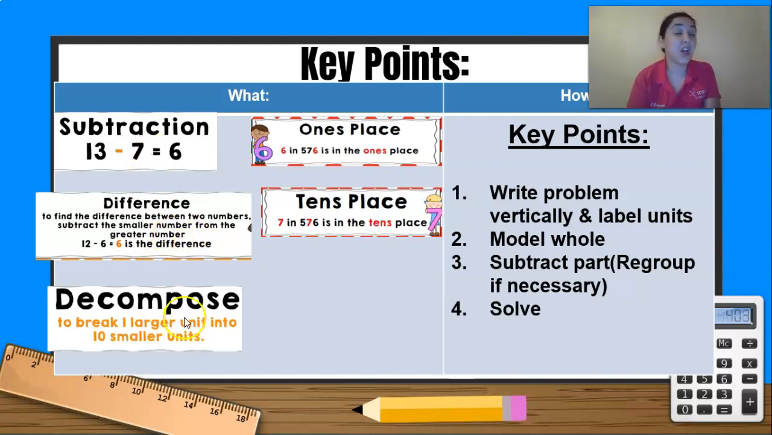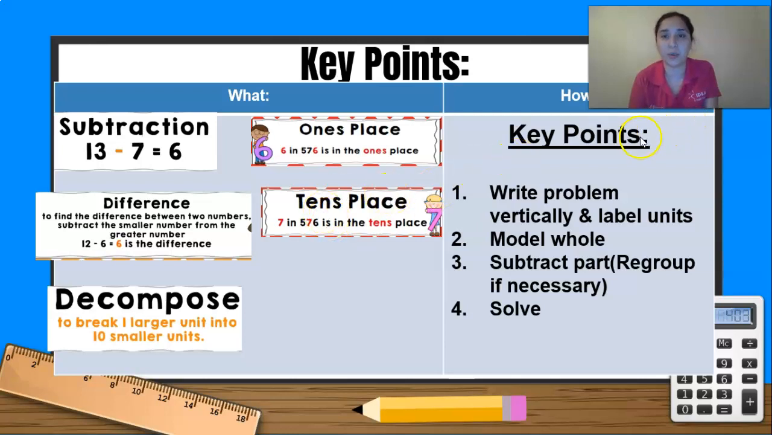Now, we've been talking about bundling, and bundling is when you have 10 units of the same and you put them together. Decompose means you break apart that unit into smaller units. So if I bundle a 10, I decompose that 10 and I make them into 10 ones. We keep on talking about place values, so you need to know the ones place and the tens place.